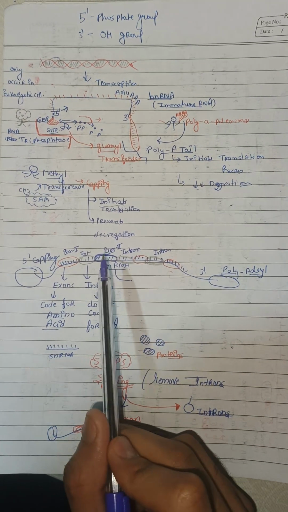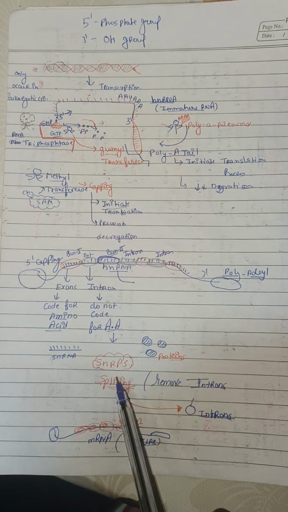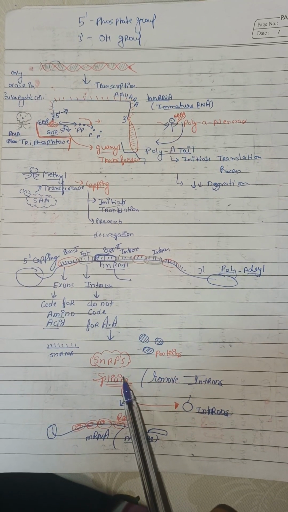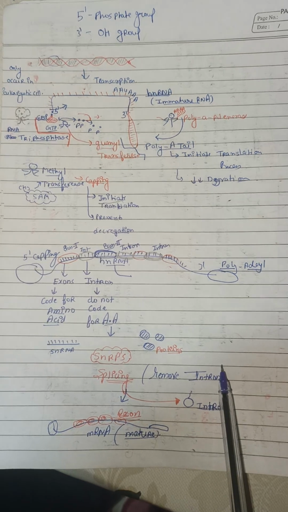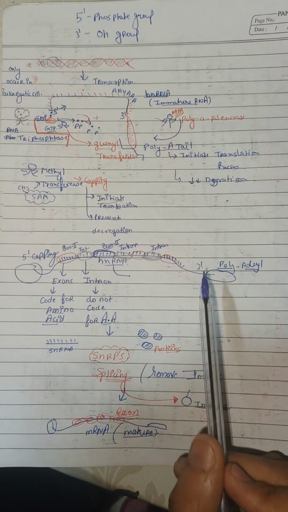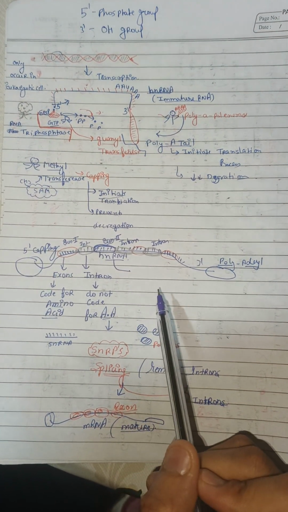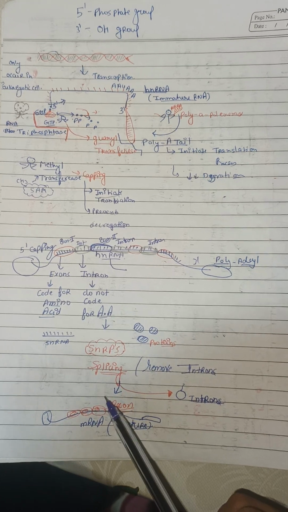Immature RNA contains both exons and introns. The splicing occurs by the spliceosome enzyme. In splicing, it removes the introns. Introns are removed completely and only exons are left. We can see hnRNA, which is an immature RNA. After splicing, it forms the mature RNA.